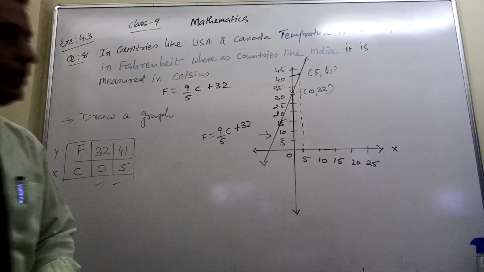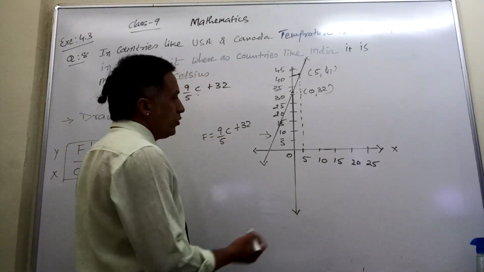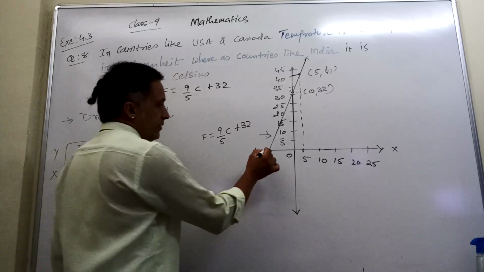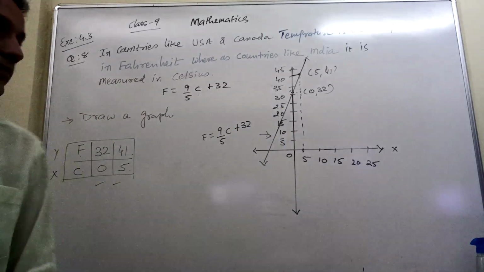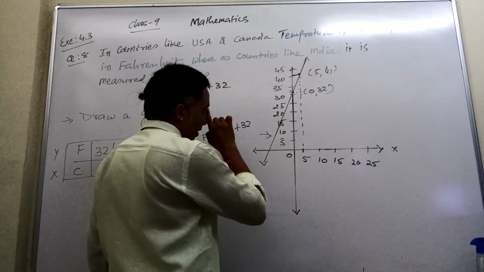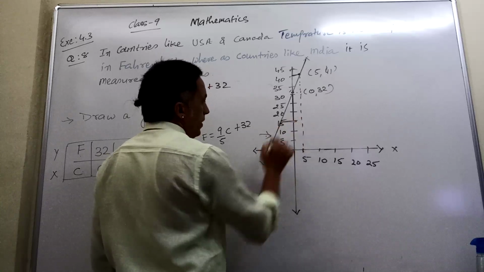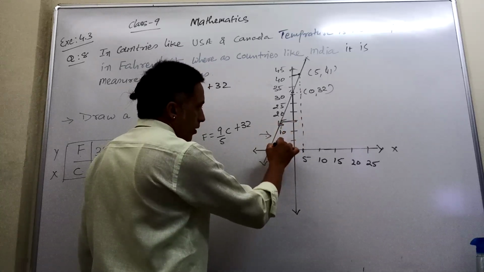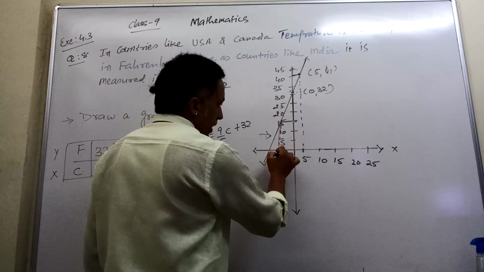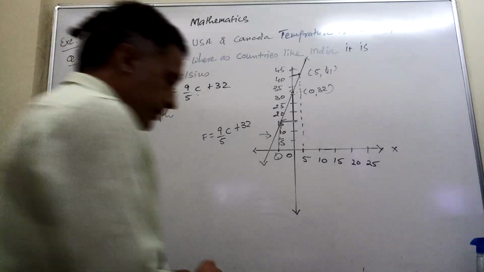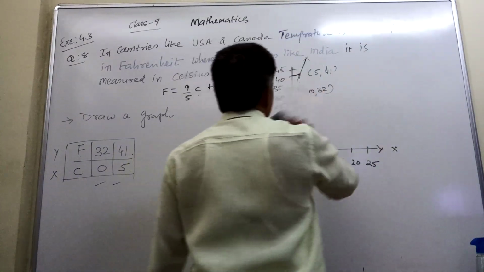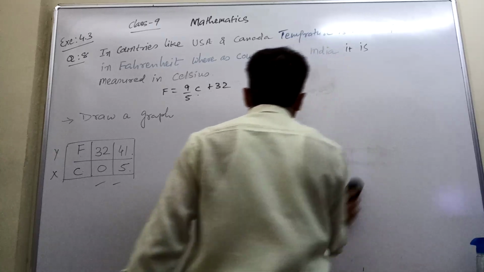Now without calculation, we can say what should be the value of Celsius at a particular value of Fahrenheit. For example, if the value of Fahrenheit is 15, then what should be the value? So if I draw this line, I will get the particular answer without calculation. So this is the benefit of the graph.